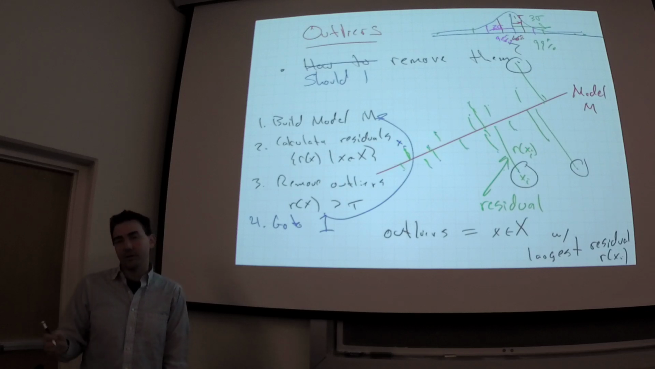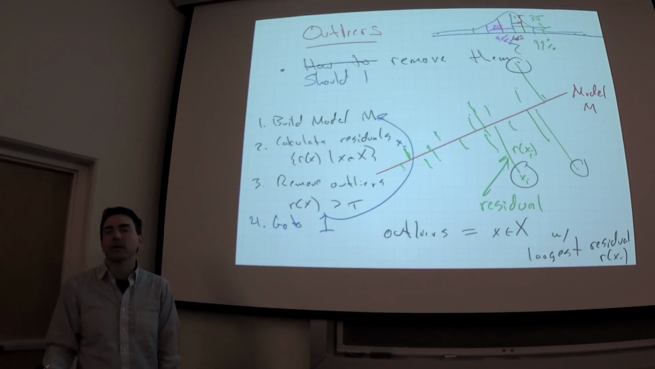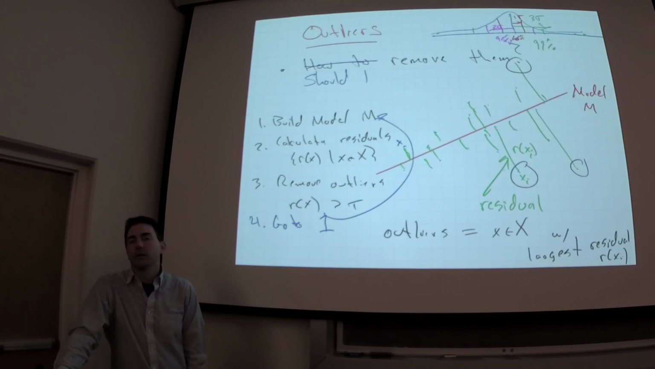Still going in circles. You could, yeah. Another heuristic that I've heard, I don't know if you know where this comes from, is 1.5 times the interquartile range of the data.